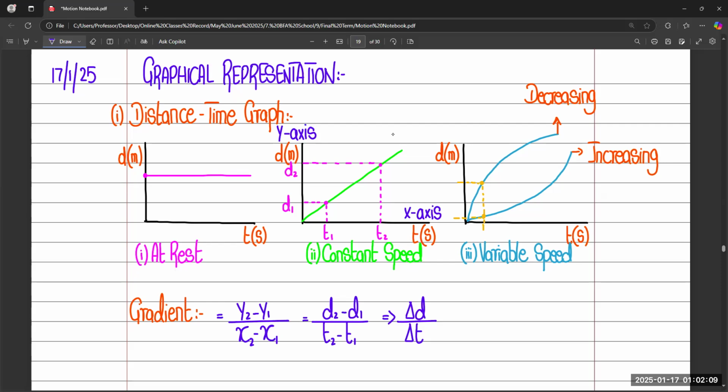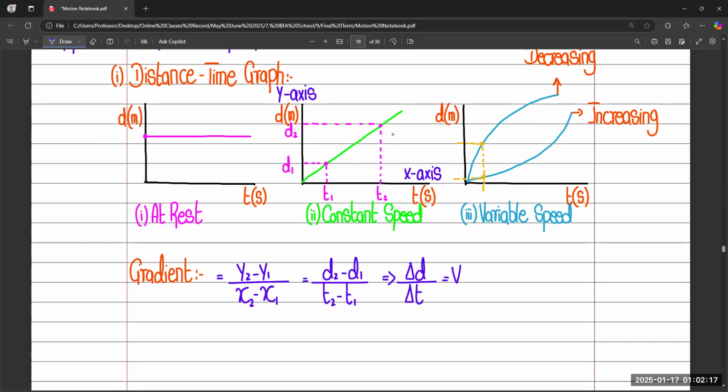And distance over time is equal to speed or velocity. So it means that with the help of the gradient of the graph, we can identify speed from the graphical representation.